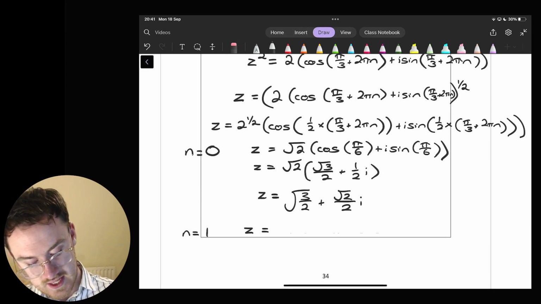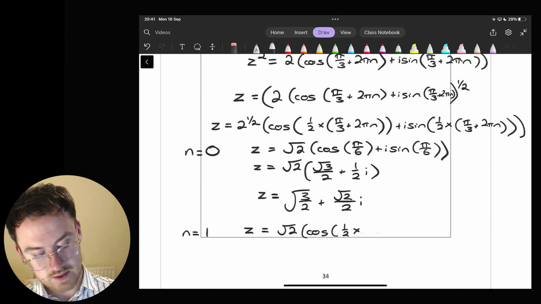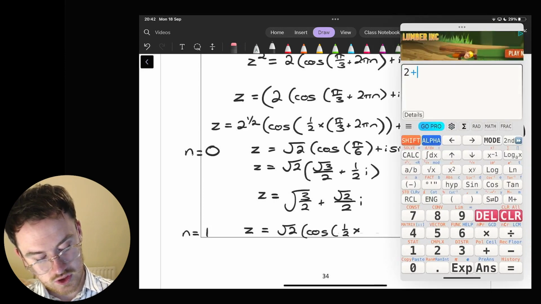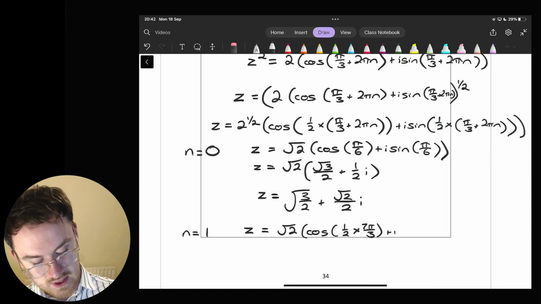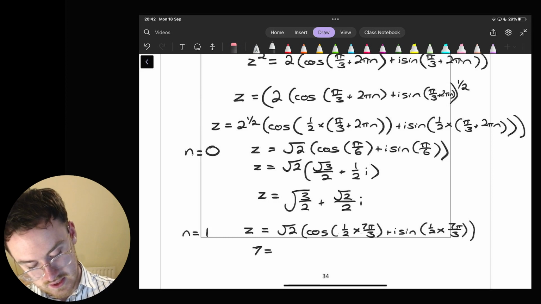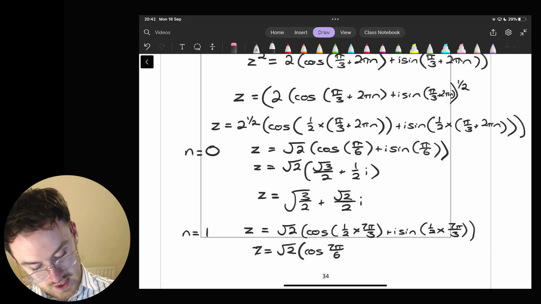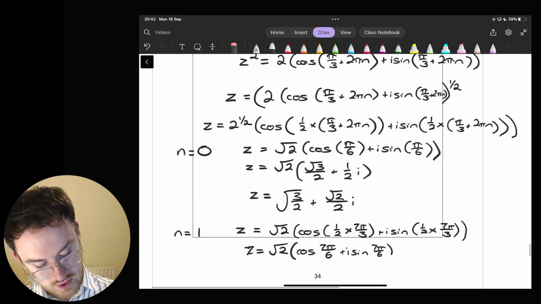And we get then that z is root 2 cos, let's see, it's going to be a half times the pi over 3 plus 2 pi is going to give me, well, let's just compute it here. So it's 2 plus a third, which is 7 over 3. So 7 pi over 3 plus i sine, and the same thing again here, a half times 7 pi over 3. So z is root 2 cos 7 pi over 6 plus i sine 7 pi over 6.